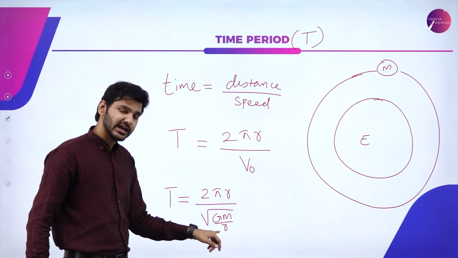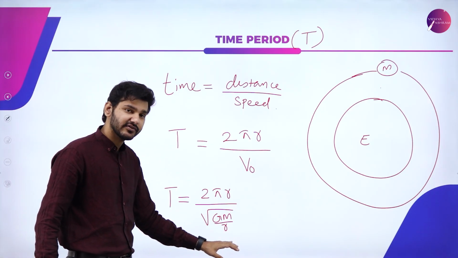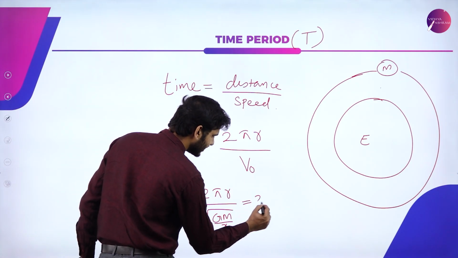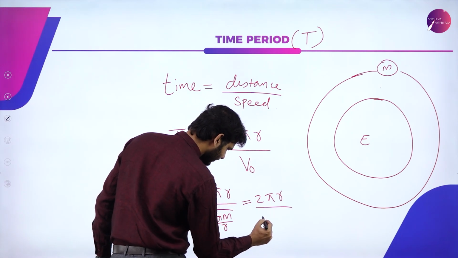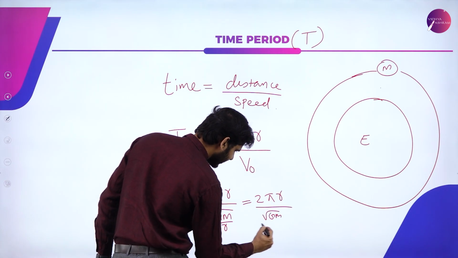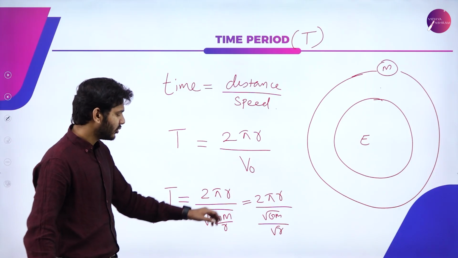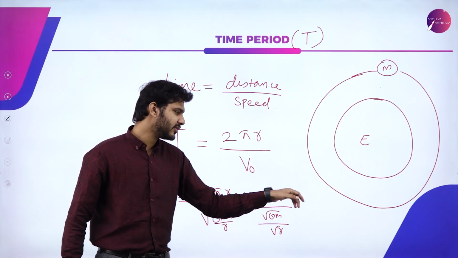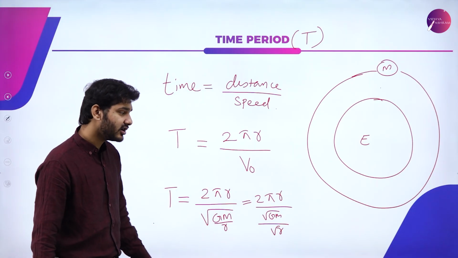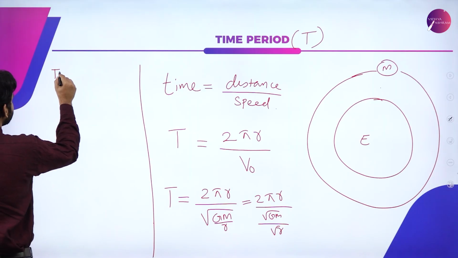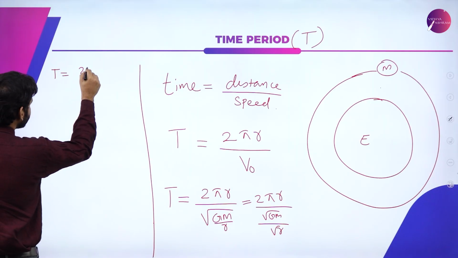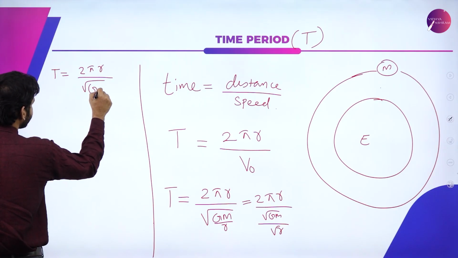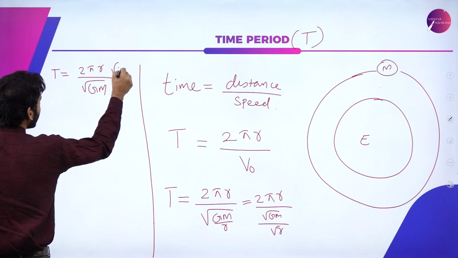Now, this particular equation, I can take the r outside and drive it to the numerator. That is, this equation can be written as 2 pi r divided by root of GM divided by root of r. Right. Root GM by r is nothing but root GM divided by root r. So this root r can be taken to the numerator. If I take it to the numerator, I can write T is equal to 2 pi r divided by root of GM into root r.